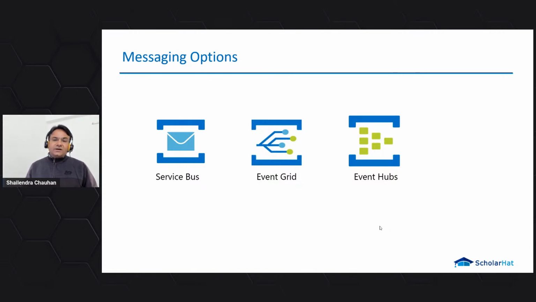Event Grid you can use for reacting to events. Let's take an example: you are uploading some pictures or files to Blob Storage, and upon file creation or file deletion, you want to do something. There you can go ahead with Event Grid. And then we have Event Hubs. If you're willing to collect data, such as weather information or any other data where a lot of data is created and you have to store and further analyze it, we can go ahead with Event Hub.